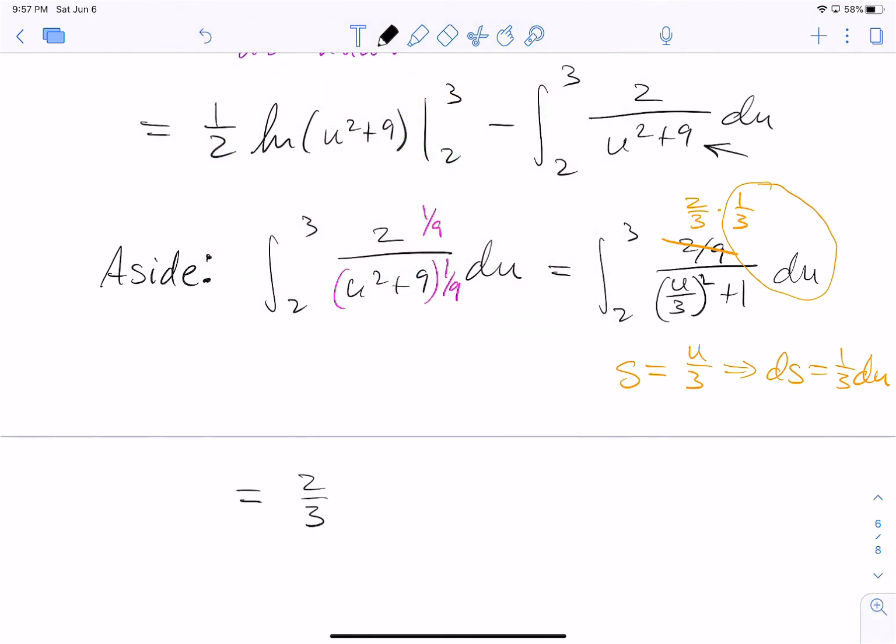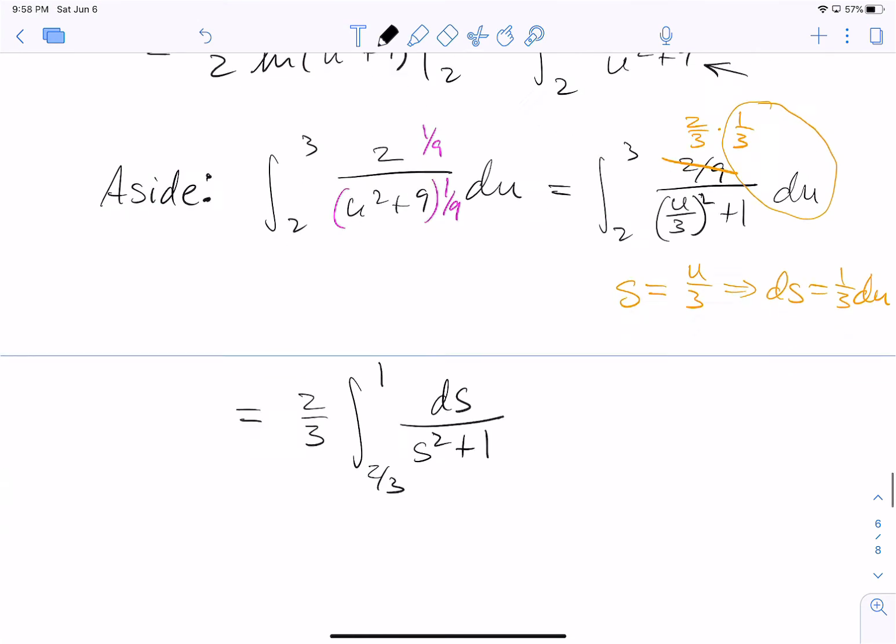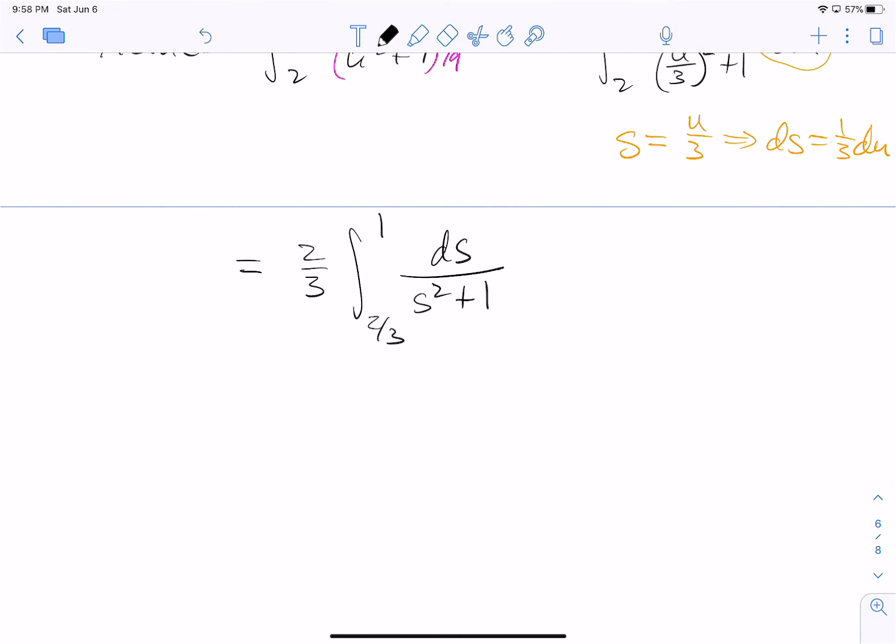So we have 2/3 times the integral of, do I want to do another full substitution? I may as well, I'm already here. ds divided by s squared plus 1. Since s is equal to u over 3, our limits from 2 to 3 will become now from 2/3 to 1. But now we have something that we can integrate straight away. This is going to be 2/3 times the inverse tangent of s from 2/3 to 1.